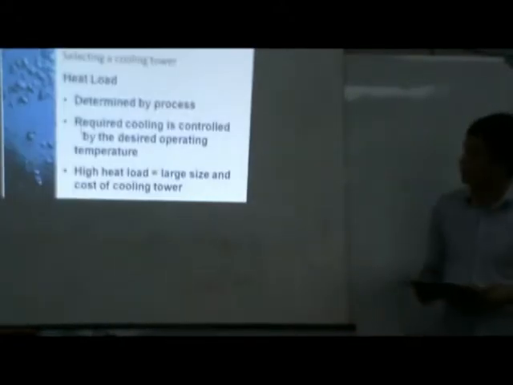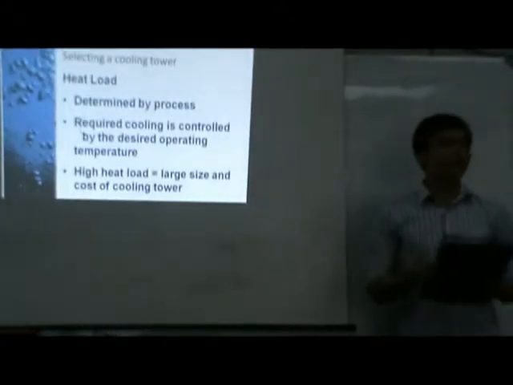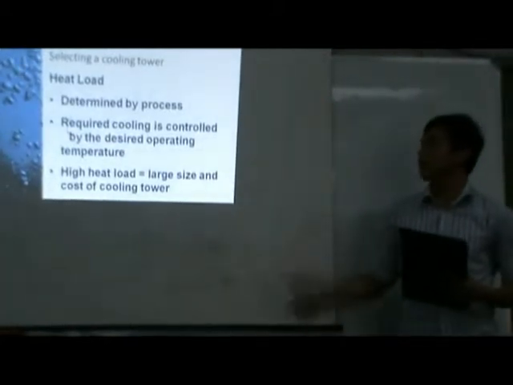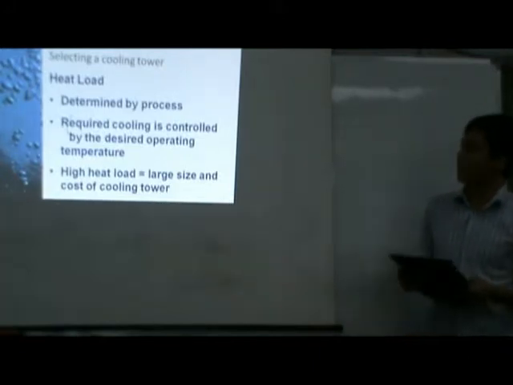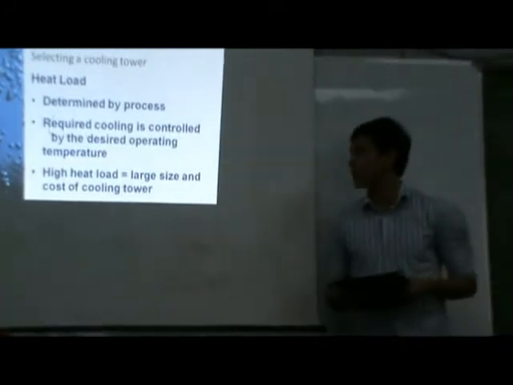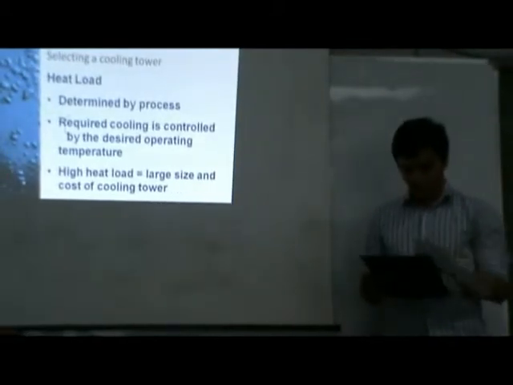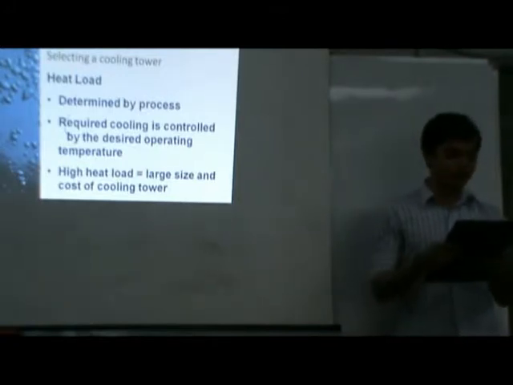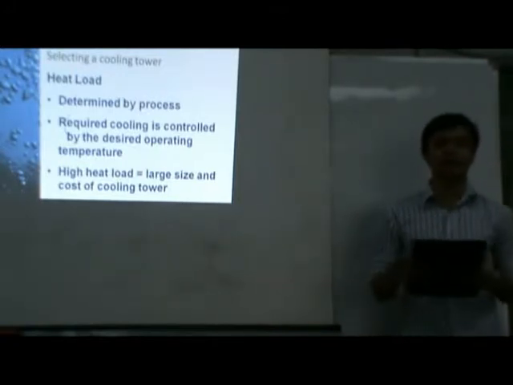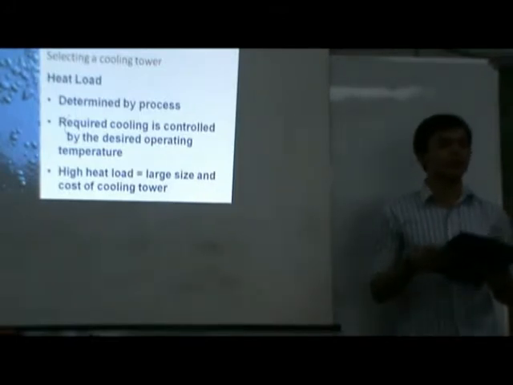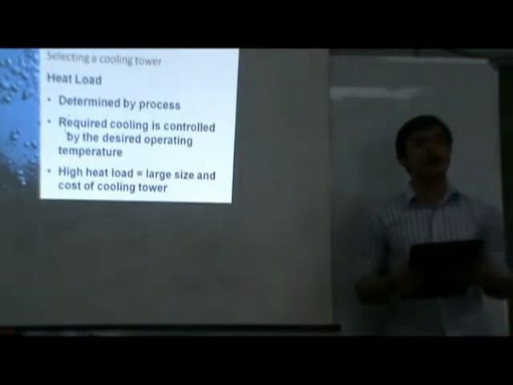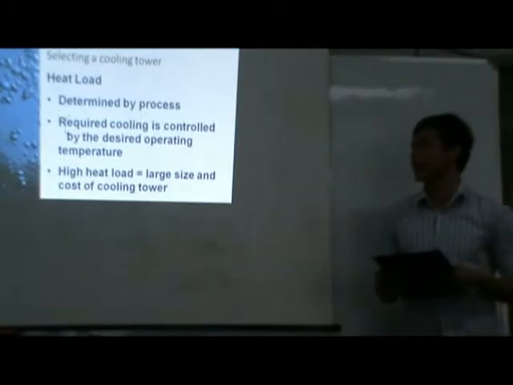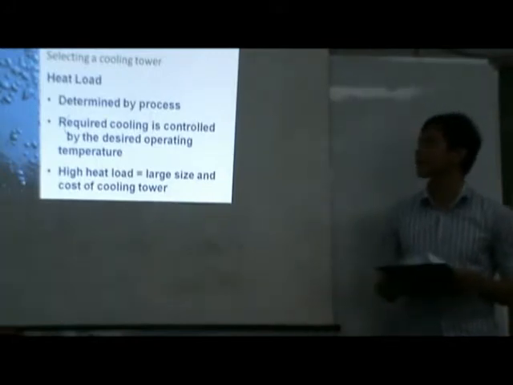So, heat load. The selection of cooling tower, we also need to consider the heat load. The heat load is determined by the process. The required cooling is controlled by the desired operating temperature. Higher heat load means larger size of cooling tower. Siyempre, pag malaki ang cooling tower natin, mas malaki yung cost. So, higher cost of cooling tower.